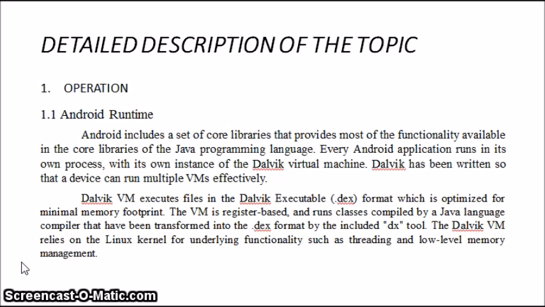The VM is register-based and runs classes compiled by the Java language compiler that have been transformed into .dex format by the included dx tool. The Dalvik virtual machine relies on the Linux kernel for underlying functionality such as threading and low-level memory management. As we discussed previously, the Dalvik virtual machine uses only low memory access.